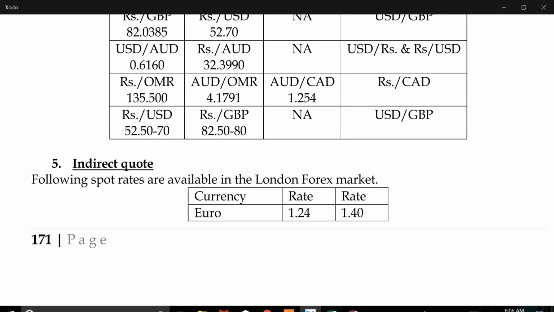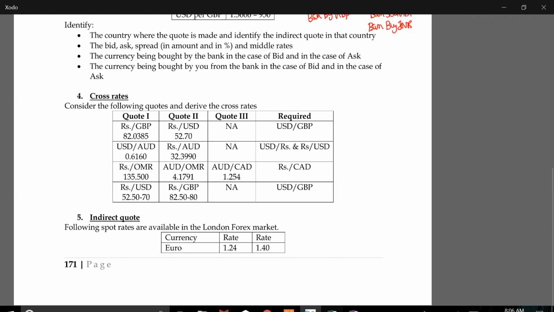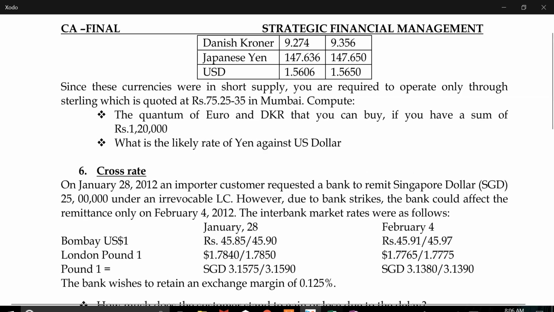We'll move to question 5 now. The following spot rates are available in the London forex market: Euro, Danish kroner, Japanese yen, USD. Since these currencies were in short supply, you are required to operate only through sterling, which is quoted at 75.25-35 in Mumbai. Compute the amount of euro and DKR that you can buy if you have a sum of rupees 1,20,000. What is the likely rate of yen against US dollar?